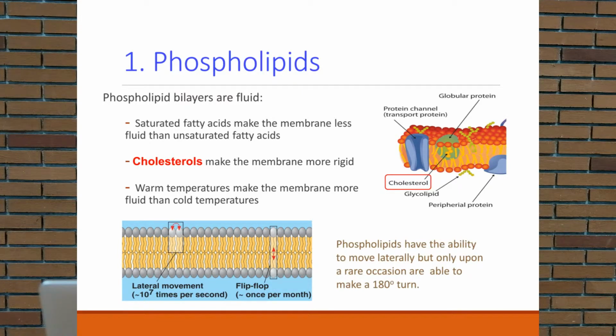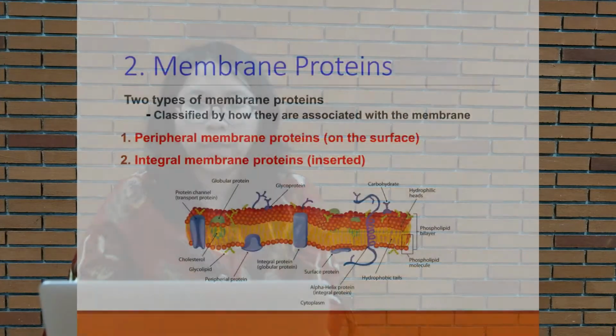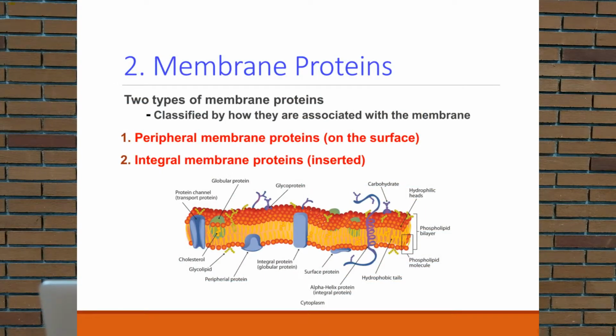Now, I've already explained the phospholipid part of the cell membrane. Now I'd like to talk about the membrane proteins. There are two types in general for the membrane proteins, which are classified by how they are associated with the membrane.